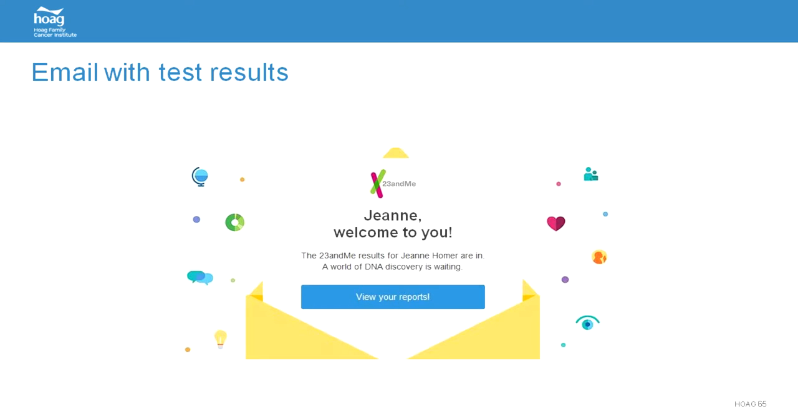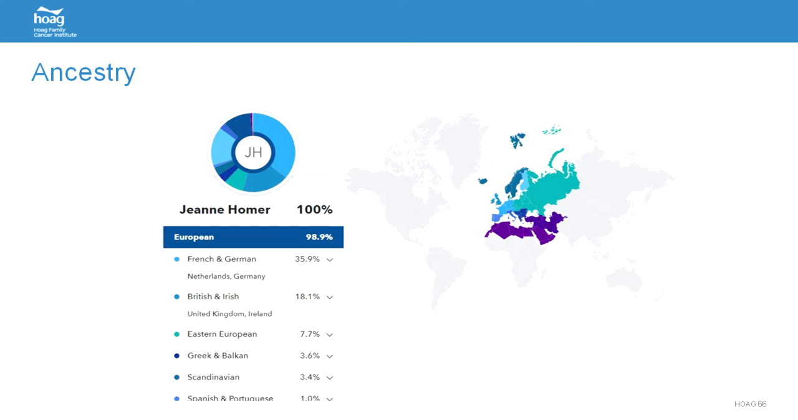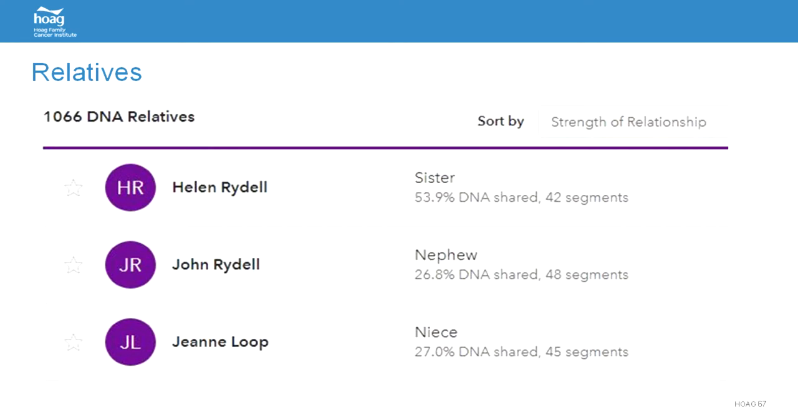Then, about 4 weeks later, I received my test results through email. And ancestry was pretty good, 98.9% European. That seemed pretty accurate. But when my sister had done it, my full sister had done it a little before me, her results said she was 38% sub-Saharan African ancestry. So they made a little mistake there, but then they corrected it. Relatives, that worked pretty well. This was the one that worked the best. They found my sister and my nephew and my niece.